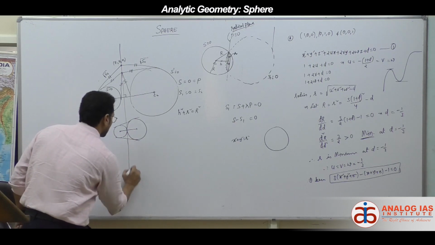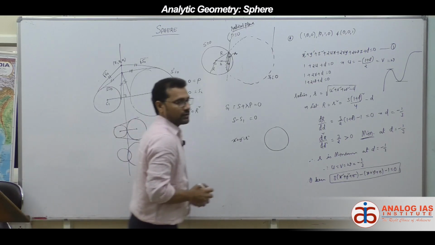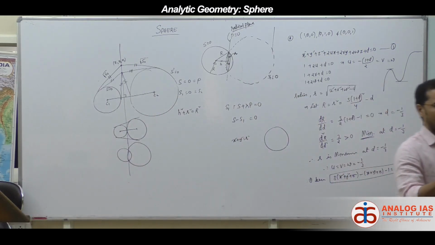Now suppose both of them intersect. You will get a circle of intersection. The circle of intersection will always be in a plane called the radical plane. Clear?